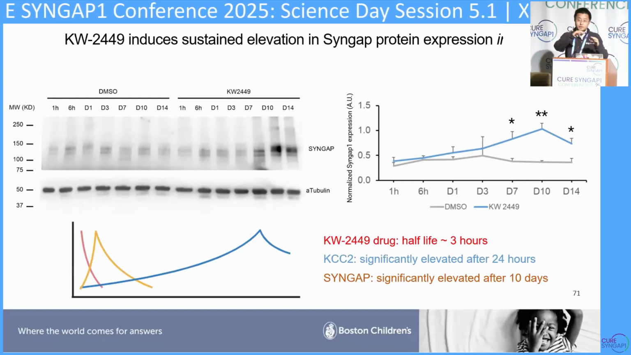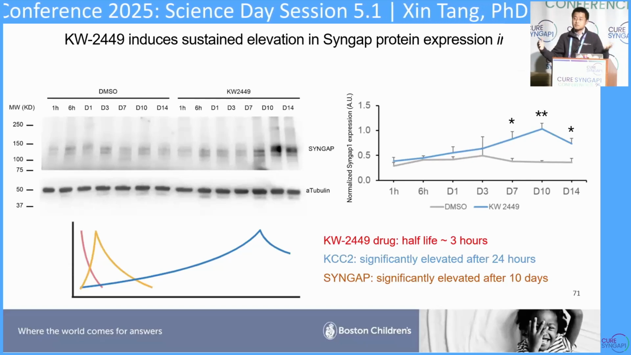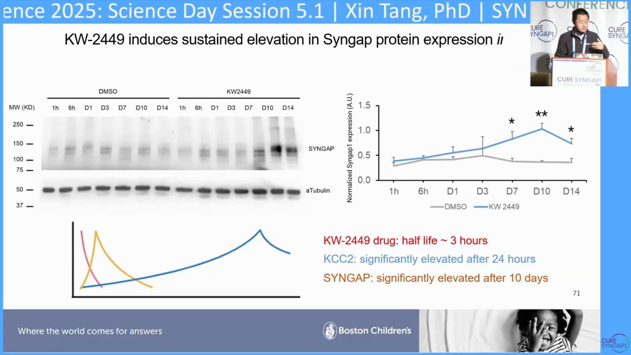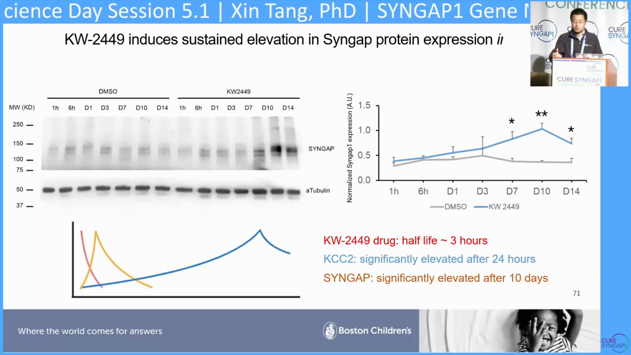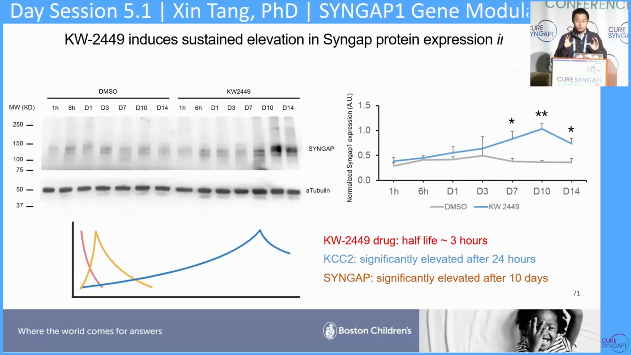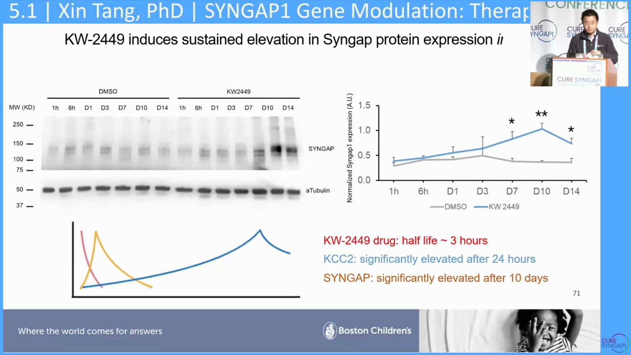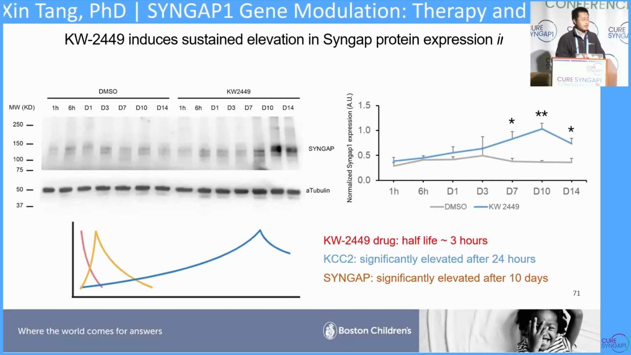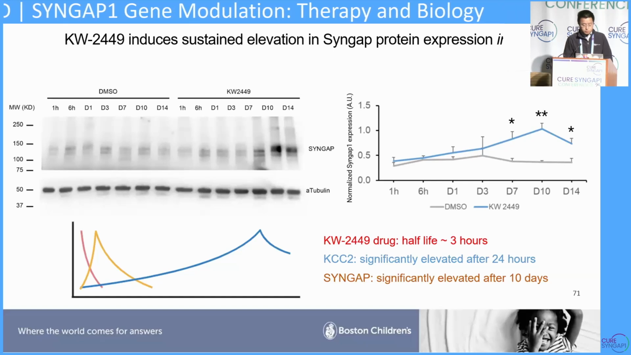In contrast, SYNGAP, in the same brain, in the same group of mice, takes a couple of days to go up, but then it persists for quite a long period of time. So this suggests that with the same drug, in potentially treating different genetic conditions, we can use different dosing, to achieve more precision and also to reduce potential side effects.